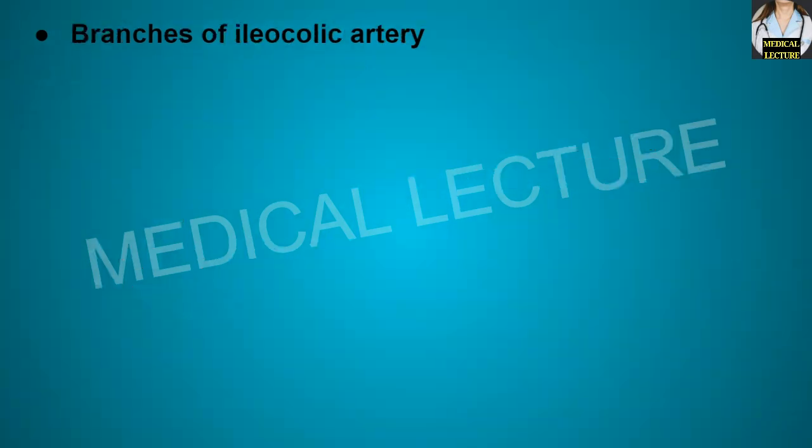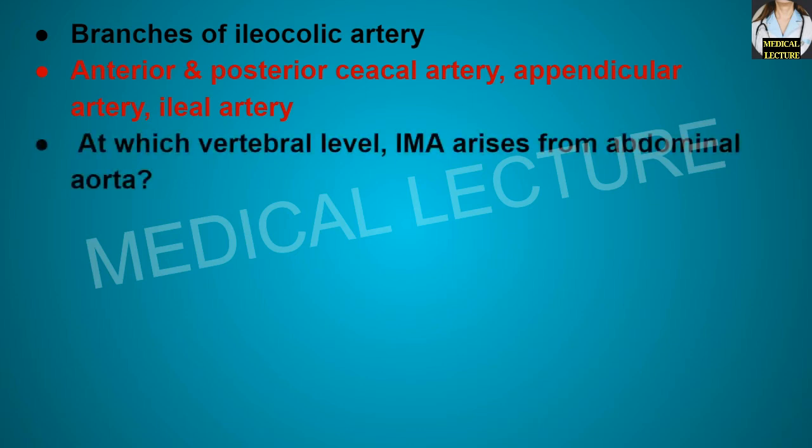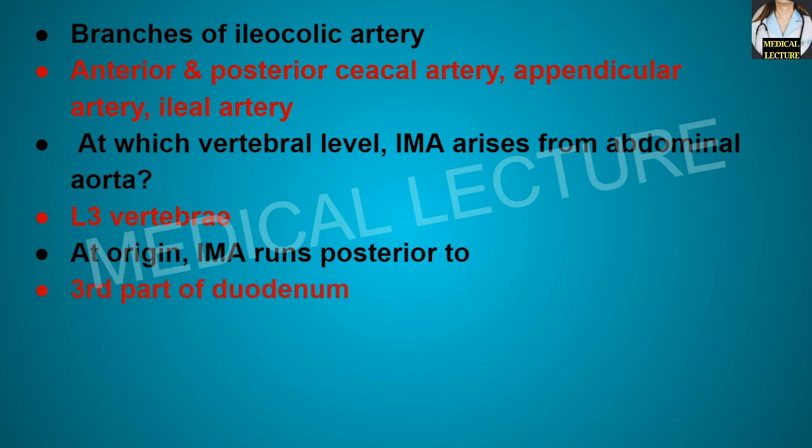What are the branches of the ileocolic artery? These are the anterior and posterior cecal artery, appendicular artery, and the ileal artery. At which vertebral level does the inferior mesenteric artery arise from the abdominal aorta? At the L3 vertebral level. At origin, the inferior mesenteric artery runs posterior to the third part of the duodenum.